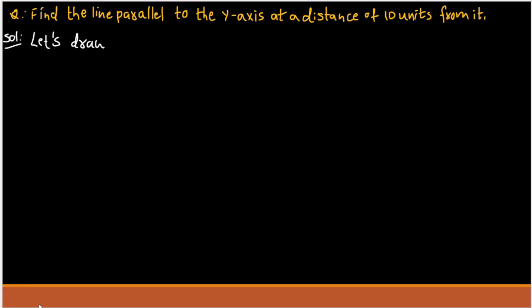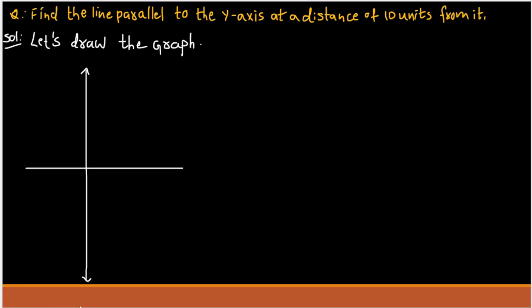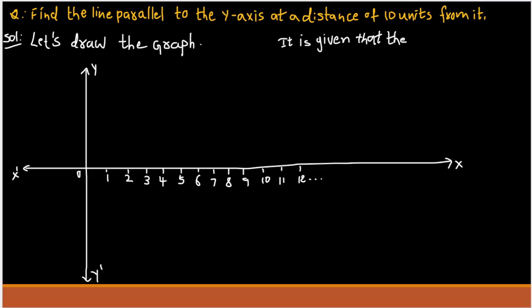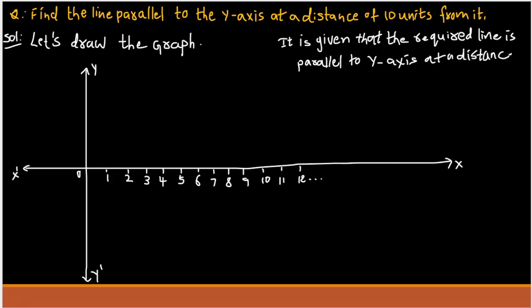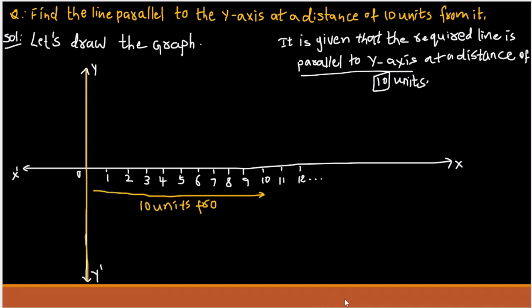Let's see the solution. Here let's draw the graph. So the horizontal axis is x-axis and the vertical axis is y-axis. It is given that the required line is parallel to y-axis and at a distance of 10 units from it. So from the y-axis we have to count 10 units on the x-axis and draw a line perpendicular to the x-axis so that we get a parallel line to the y-axis.